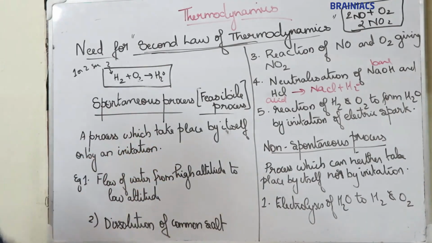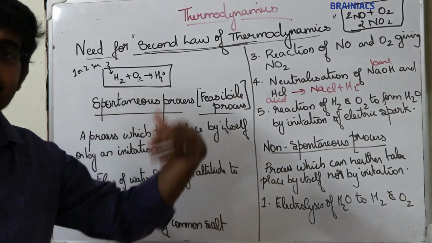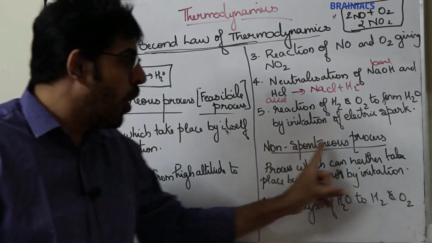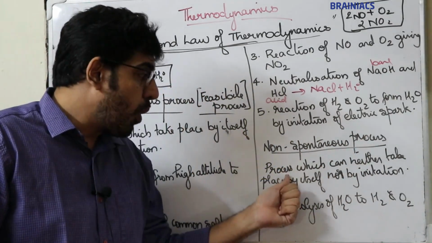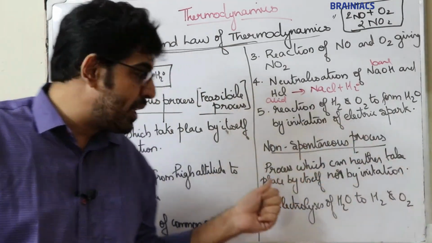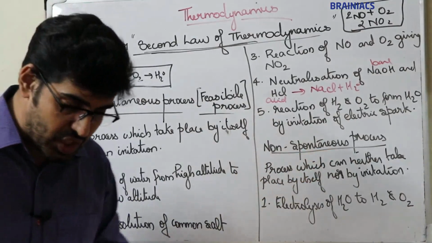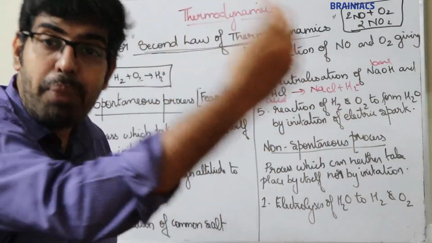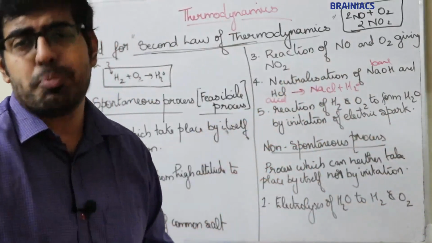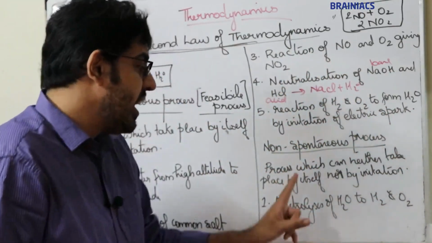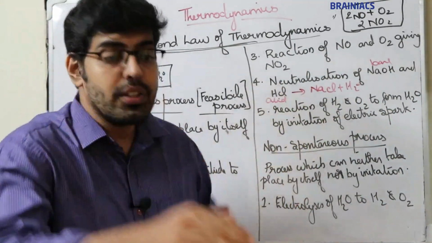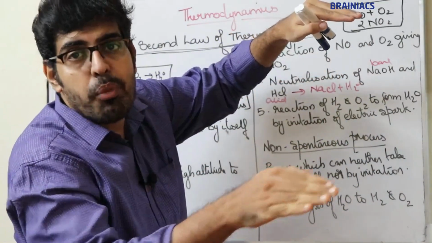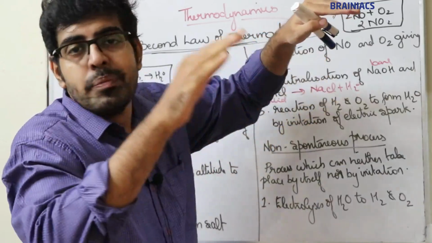I think it's clear. Now there is another set of reactions. Those processes are known as non-spontaneous processes. Processes which can neither take place by themselves nor by initiation. So a process which cannot occur by itself is known as a non-spontaneous process. For example, flow of water from low altitude to high altitude.